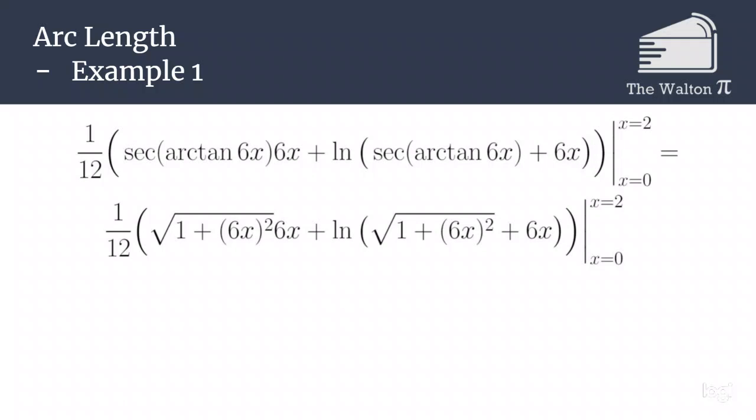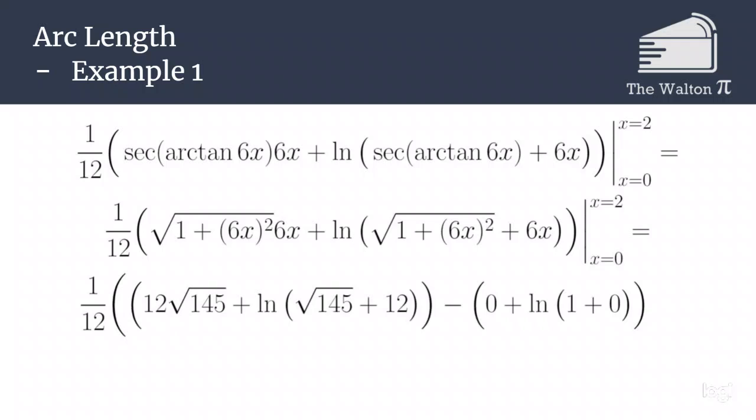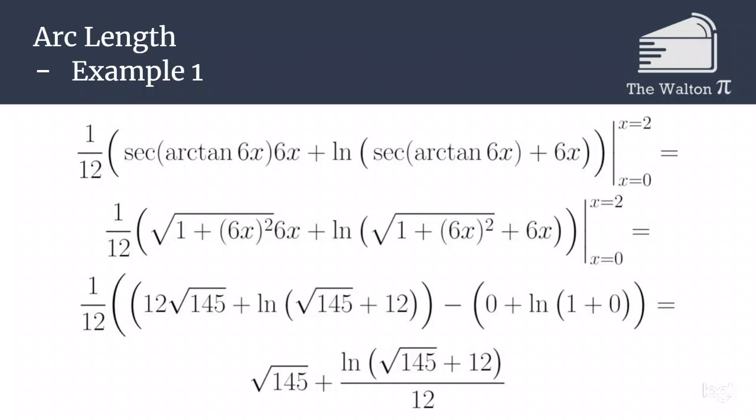Absolute mess, but when we go through and plug in the different numbers, we can rewrite secant of arctangent of 6x as the square root of 1 plus 6x squared. This ends up being the square root of 145 plus the natural log of the square root of 145 plus 12, over 12. And so that is the arc length of that curve. These integrals are rarely nice ones to calculate. You usually have to do some sort of trig substitution or come up with other clever substitutions because they are rarely nice integrals to compute.